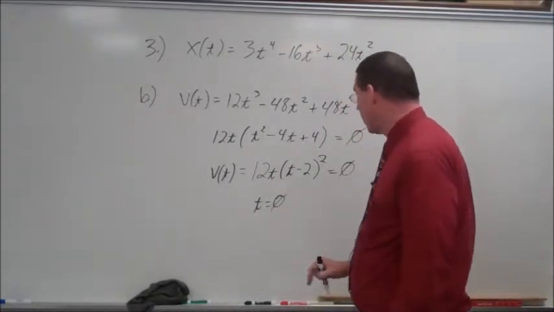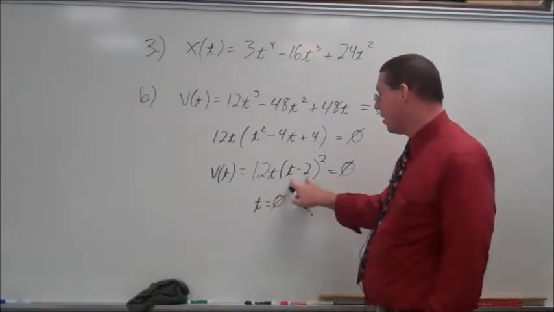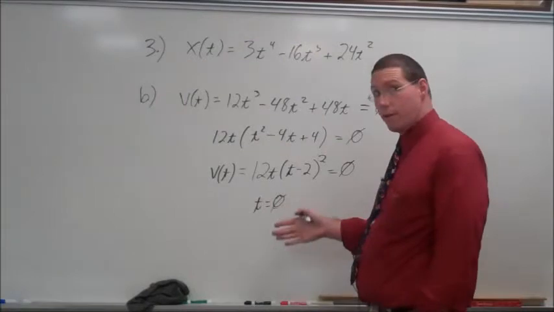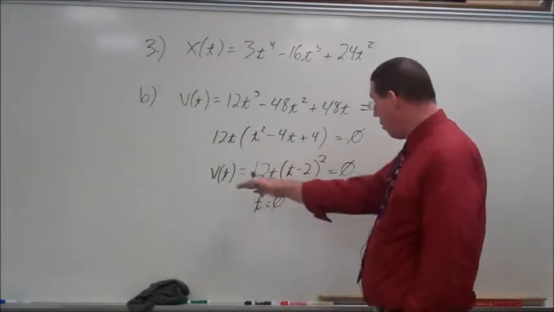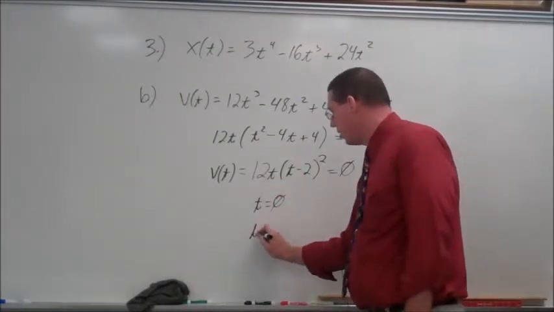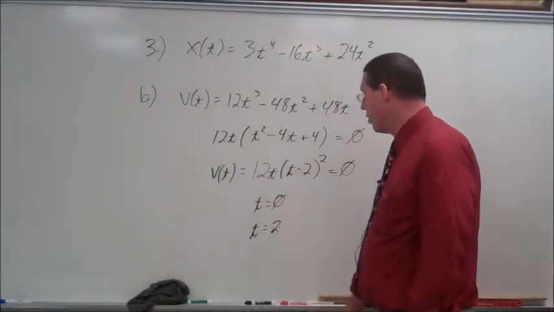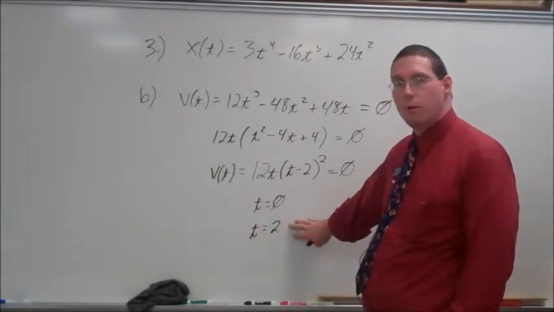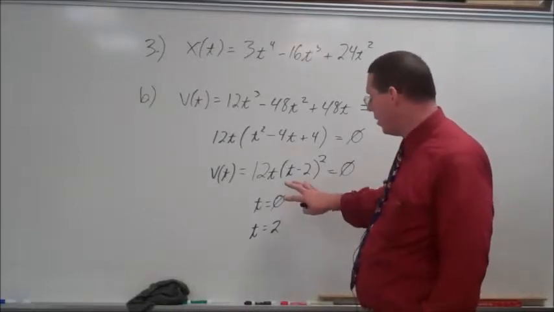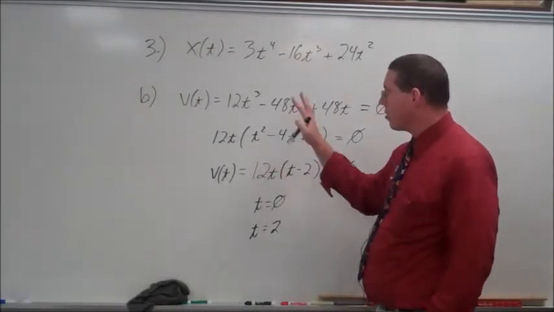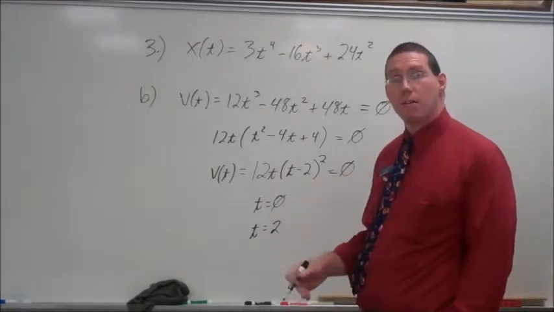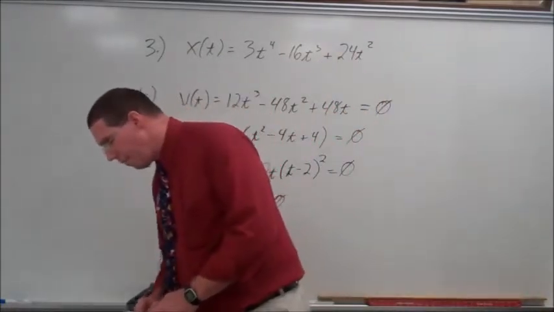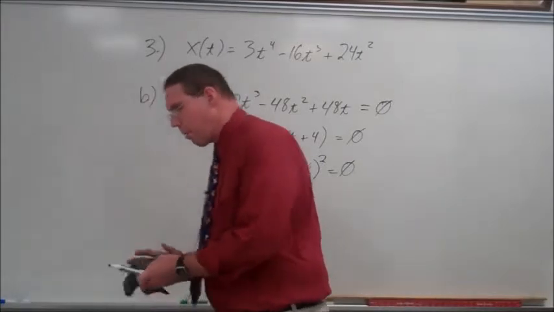And then the other number we can plug in, if we look at this factor here, is positive 2. 2 minus 2 is 0. And if that's 0, then the whole thing is 0. So at t equals 2. So at time 0 and at time 2 are the two instants at which this object is at rest, because velocity equals 0. Okay, so now let's look at part C.